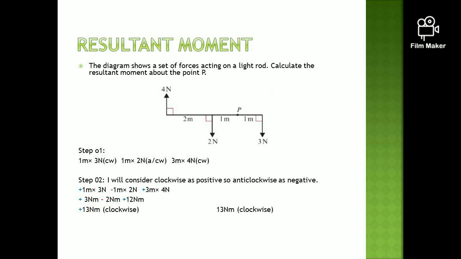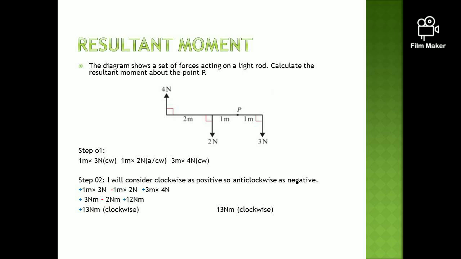Then step 2. The first one is a clockwise moment, therefore I will put a plus in front of that. The next one is an anti-clockwise moment, I will put a minus in front of that. The third one is a clockwise moment, I will put plus. It's totally up to you. Since I have considered clockwise as positive and anti-clockwise as negative, you get this answer as shown.